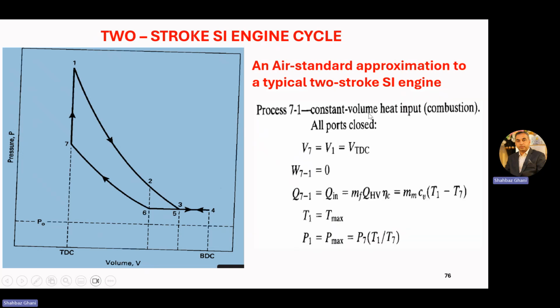Now process 7 to 1 is constant volume heat input, combustion. All ports are closed. Somewhere here, the spark plug ignites and we get the ignition and the combustion, and we have a constant volume heat input in the combustion process. All ports are closed. So the Q in is equal to the mass of fuel times the heating value of the fuel times the combustion efficiency, which is equal to mass of mixture times Cv times (T1 minus T7). So P1 is equal to Pmax, and P1 equals P7 times T1 over T7.